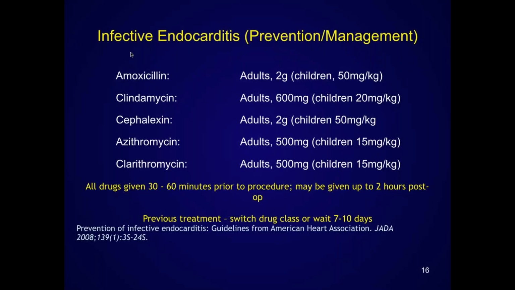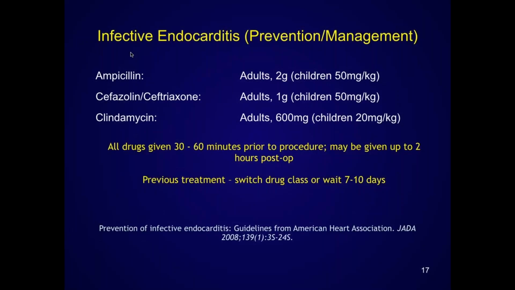So adults, 2 grams of amoxicillin or 600 milligrams of clindamycin, and then the kids is going to be 50 or 20 milligrams per kilogram. If they can't take oral medications, then you just switch to ampicillin, same kind of dose as amoxicillin, or you can switch to clindamycin if they're truly allergic. And I would encourage you to avoid cephalosporins if they're penicillin allergic because of similarities in chemistry, right? And it is 30 to 60 minutes prior or up to 2 hours rescue.